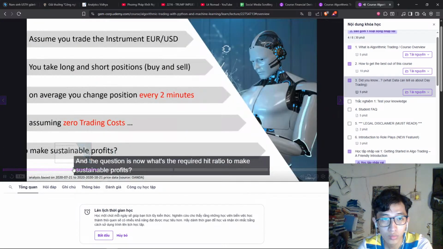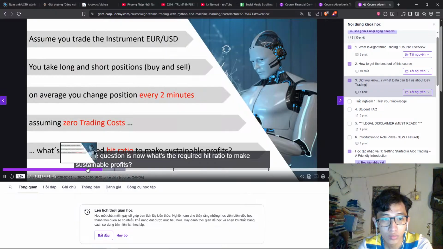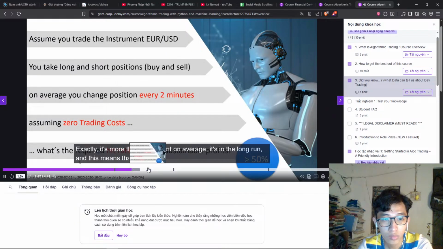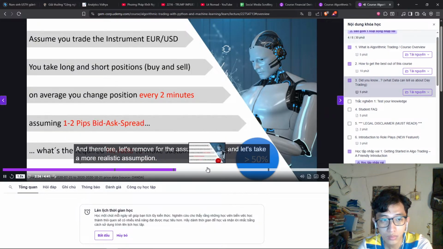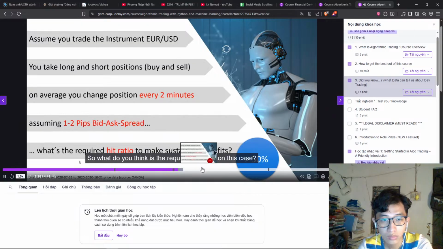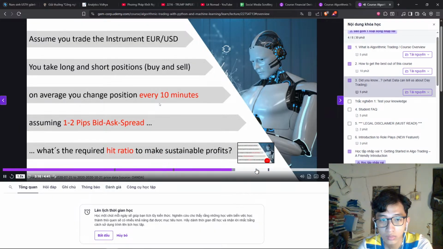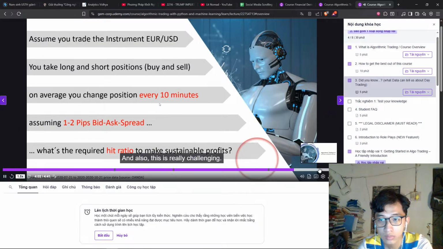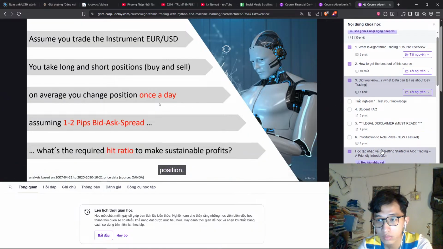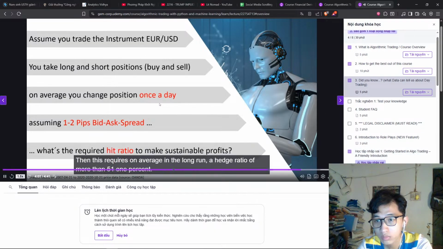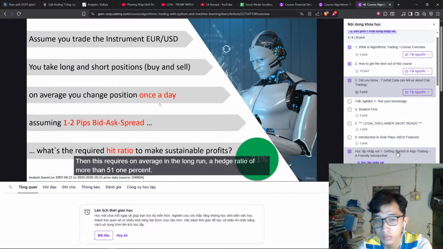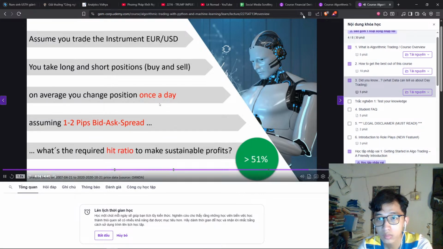The question is now, what's the required hit ratio to make sustainable profits in the long run? And therefore, let's remove the assumption. This is the required hit ratio in this case. So it's position, and then in the evening we close the position. Then this requires on average in the long run a hit ratio of more than 51%.